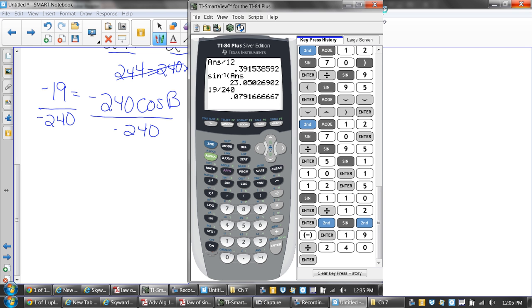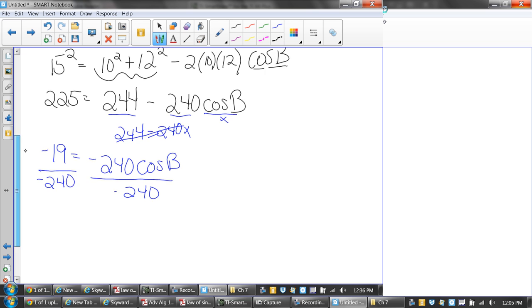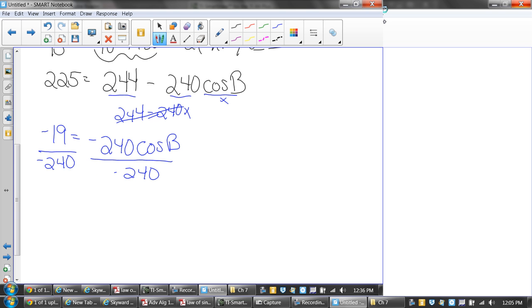Now, how are we going to get B by itself? Why did you make it negative? Because you subtracted 244 from 225, and that equals negative 19. If this was 244 minus 240x, how would we solve for x? This is equal to 225, right? So we'd want to move the 244 over. That's how we get the negative 19. And then we want to divide over the negative 240.